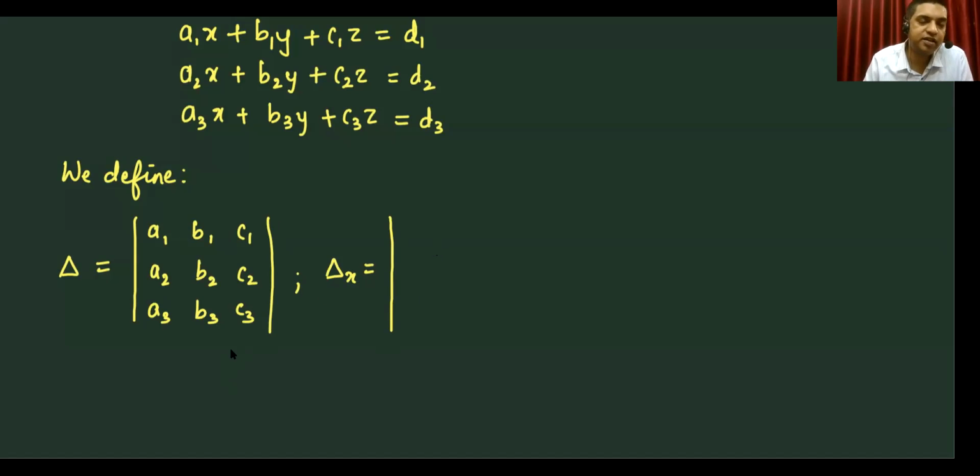How will you get delta x? Tell me, based on the previous result for the two variables case. You replace the coefficients of x by the constants. In delta, replace the coefficients of x by the constants and keep the other two as they are.